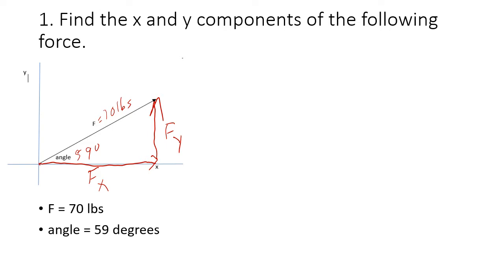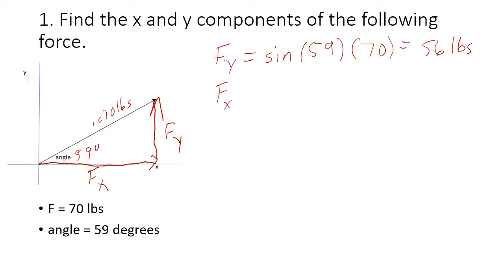So to find Fy, it's opposite, so we're going to use sine. So Fy is going to equal sine of 59 degrees times the hypotenuse, which is 70 pounds, and that equals 56 pounds for the force that's going in the y direction. So that's the upward force there. For Fx, it is the adjacent side, so we're going to use cosine. So it's going to be cosine 59 times 70, and that equals 36 pounds. So that is our answer. If you want to check it, you can use the Pythagorean theorem to check that one.